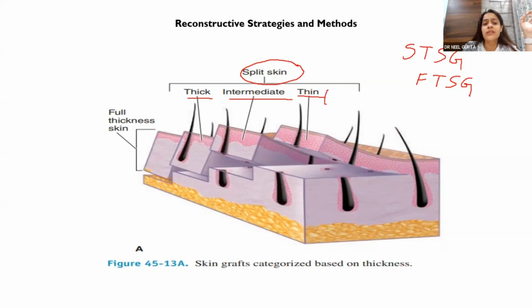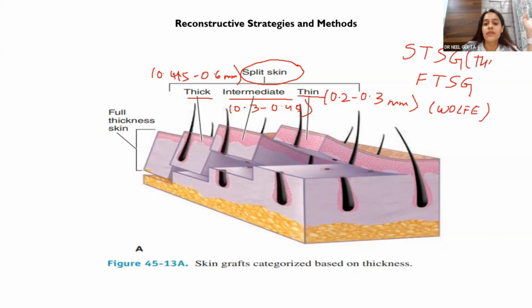So thin generally means 0.2 to 0.3 millimeter thick. Intermediate is 0.3 to 0.45. And thick is 0.45 to 0.6 millimeter thick. So this is for MCQ purpose. Okay, you should remember thin, intermediate, and thick split thickness skin graft. Split thickness skin graft is also known as Thiersch graft, and full thickness skin graft is known as Wolfe graft. Again, for MCQ purpose, remember these two terms: Wolfe graft and Thiersch graft.